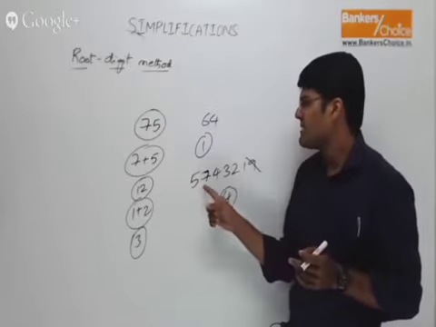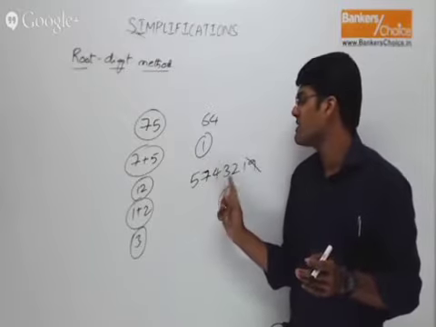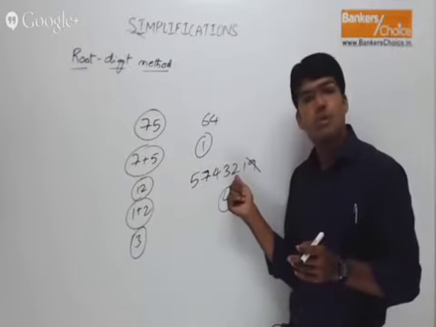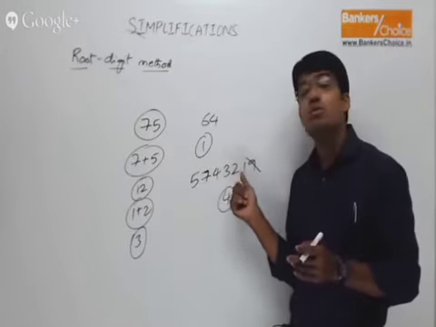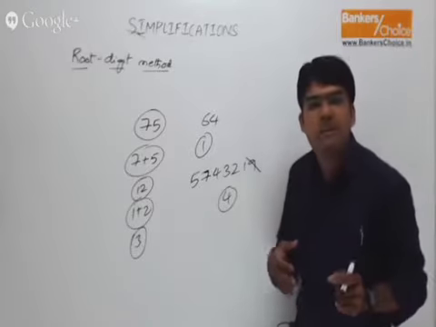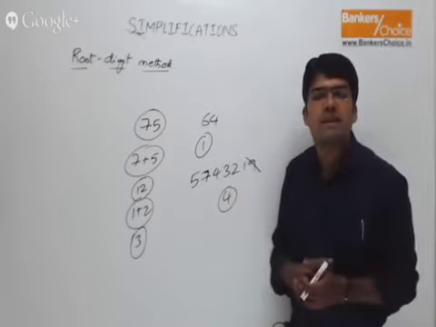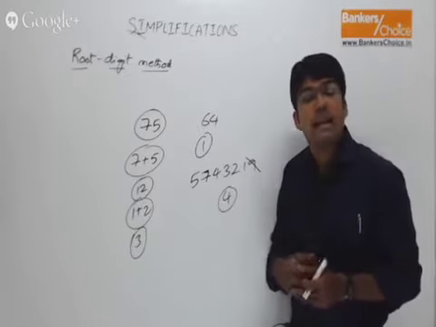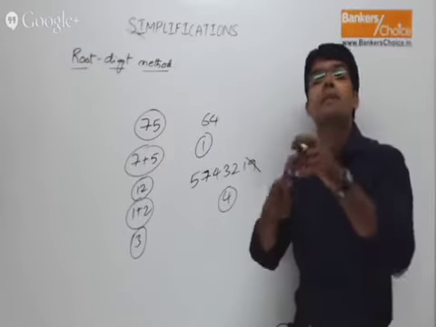Look at this. 5 plus 7, 12. 12 plus 4, 16. 16 plus 3, 19 plus 2, 21. Plus 1, 22. 2 plus 2, 4. So you can avoid all these 9s while finding out root digit. You don't have to include that 9 in calculation of your root digit. Right? Likewise, not just 9. If 2 digits make up 9, you can leave them.